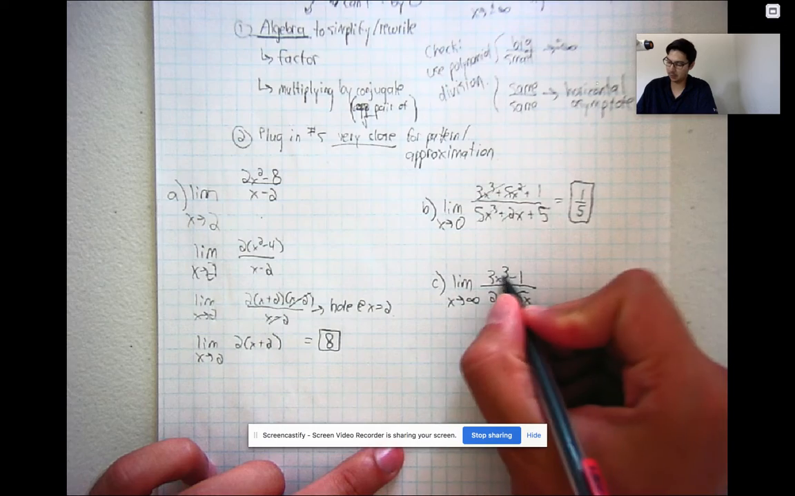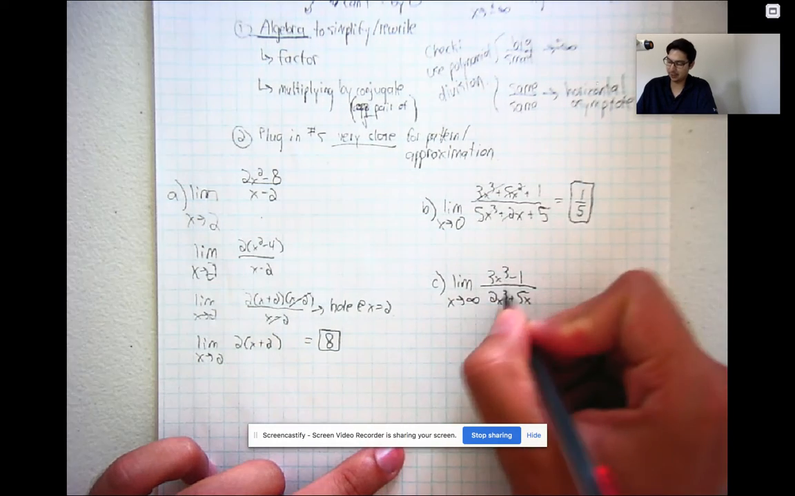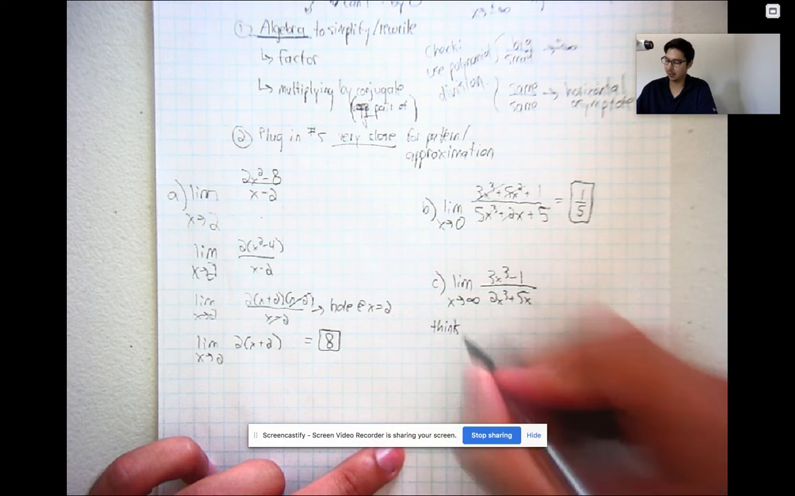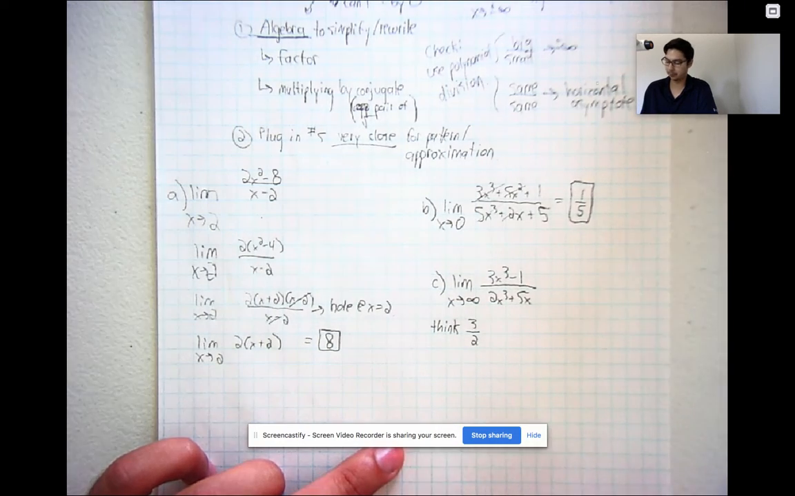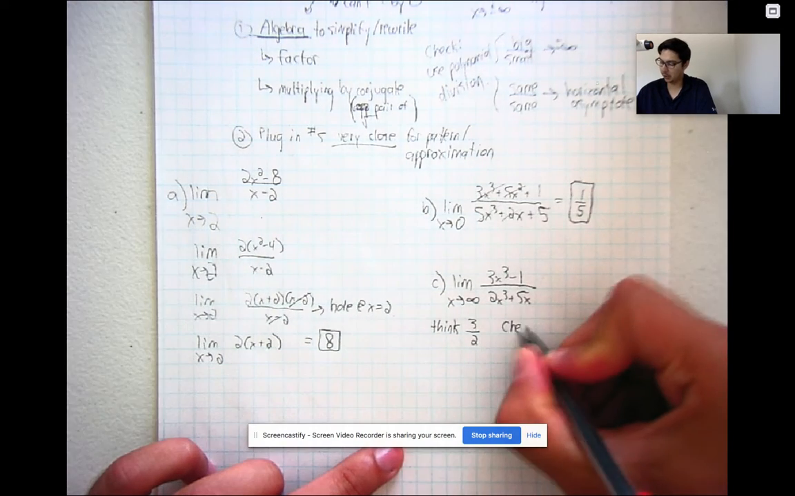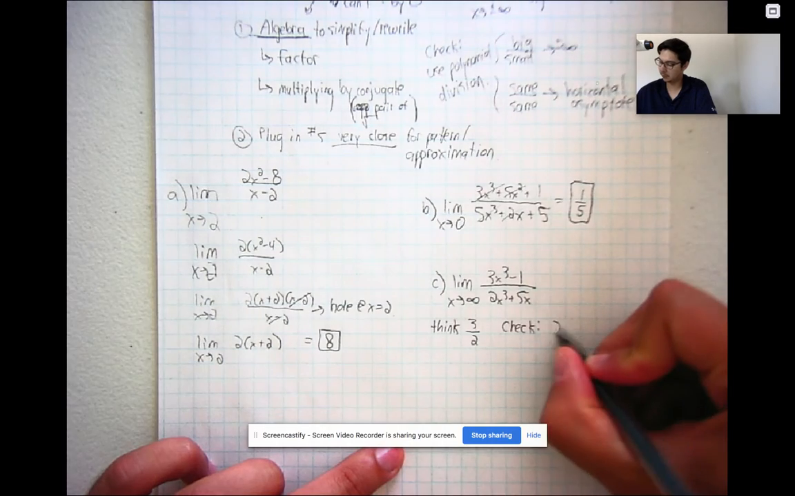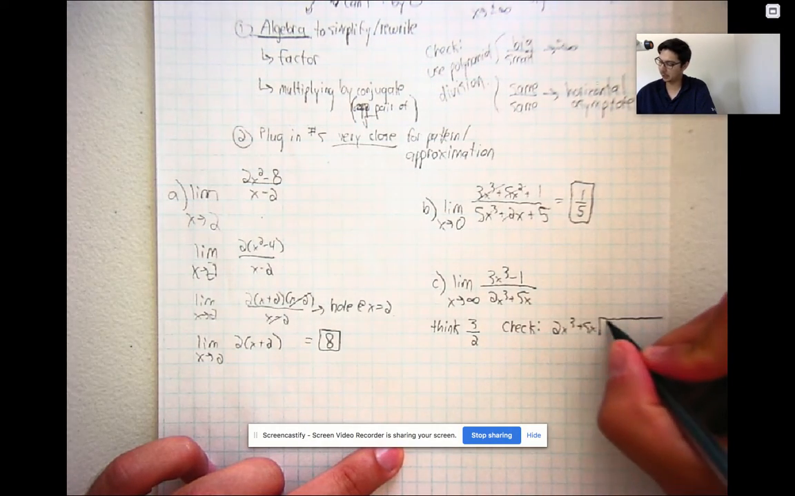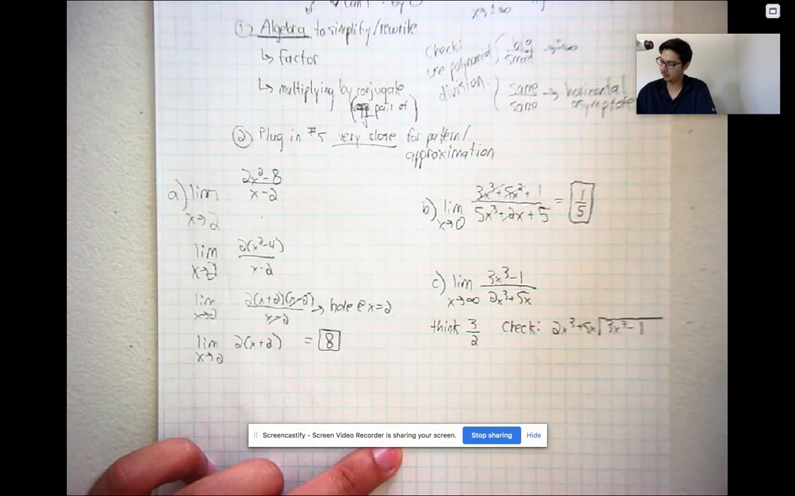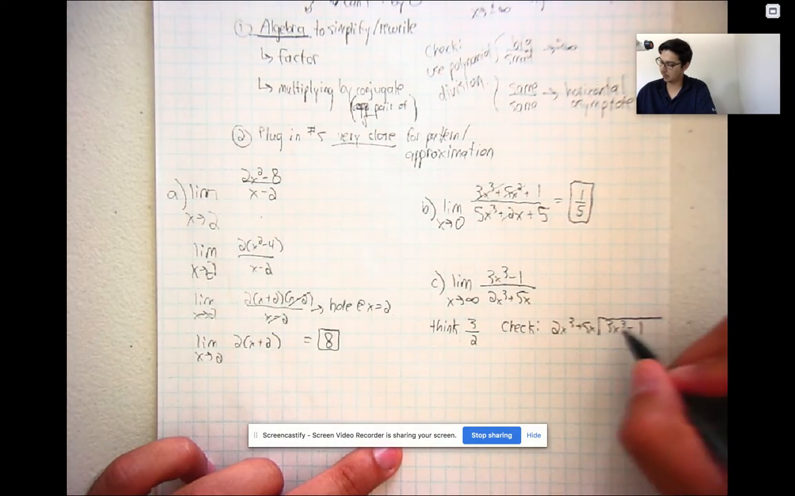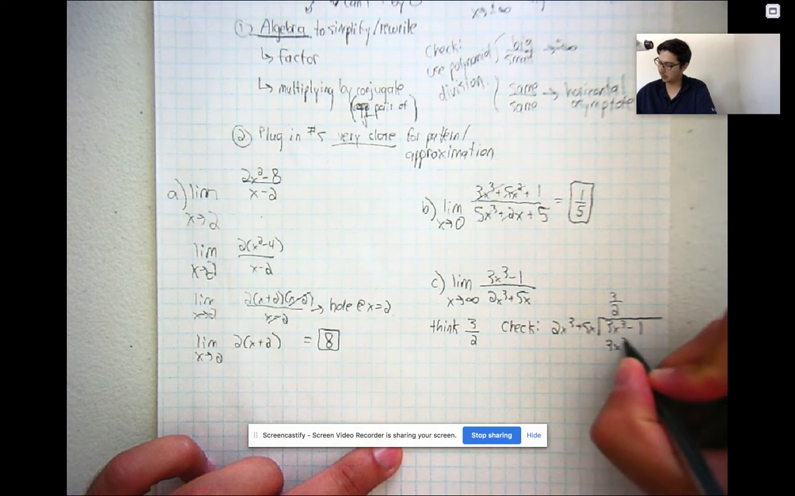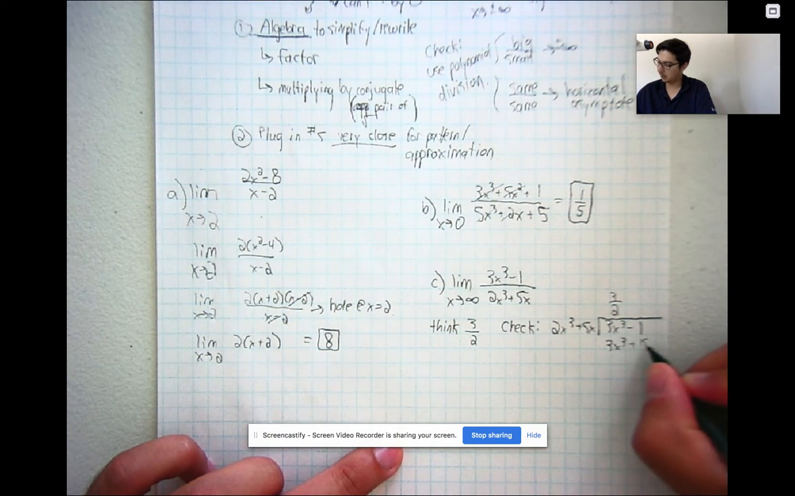So infinity to the third would take over, and I'm thinking it's going to approach 3/2. But if you're not sure, check using polynomial division to rewrite this. How many times does 2x to the third plus 5x go into 3x to the third minus 1? 2x to the third times what gives you 3x to the third? Well, that's 3/2, in which you'll get 3x to the third plus 15x over 2.